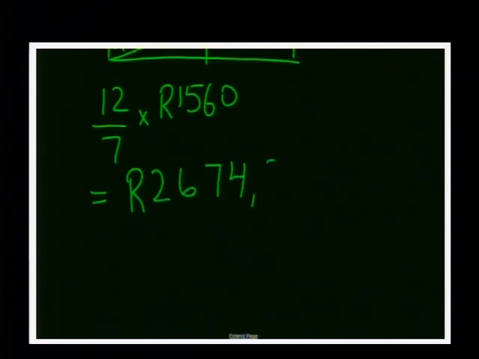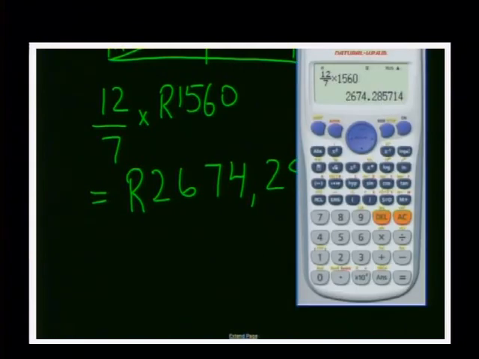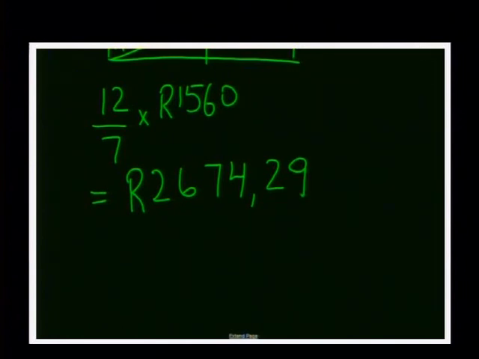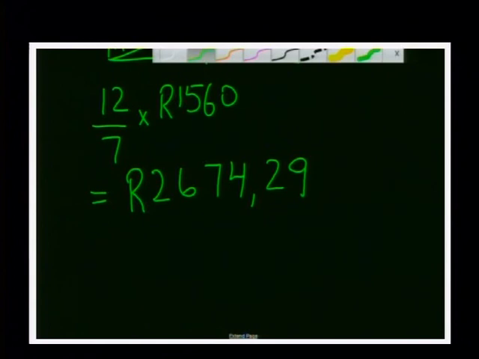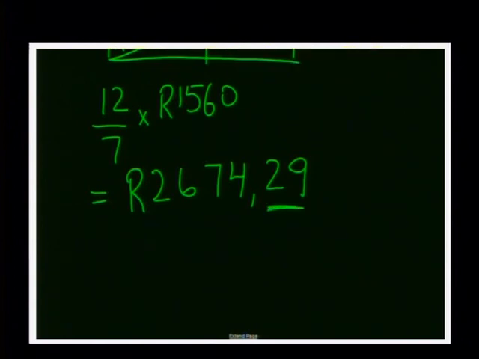2674 and 29 cents. Double check that I've got that correctly. 2674 and 29 cents. Don't forget, money is always 2 decimal places, so don't leave them off. Those 29 cents are very important. All right, so that takes us to the end of the exercises that I'm going to be dealing with you.